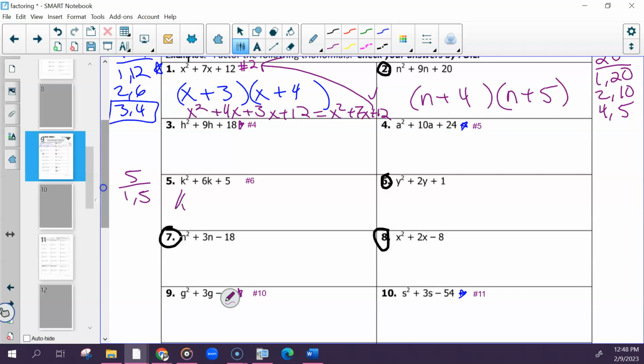Plus 1, plus 5. If you want to think about these, there are many rules that you could use. If you see a plus and a plus, your answers are going to have a plus and a plus. Your factors are going to have a plus and a plus. So that's something you could keep in mind.